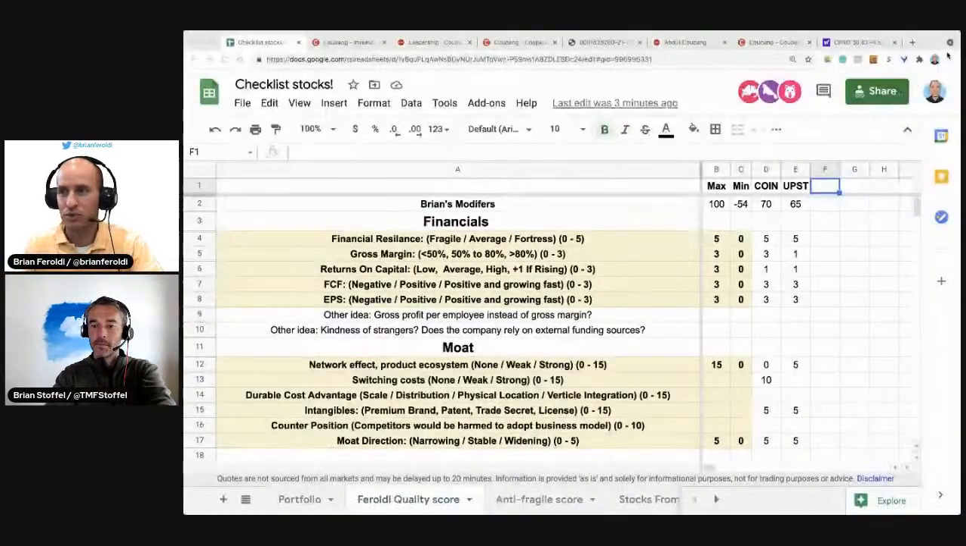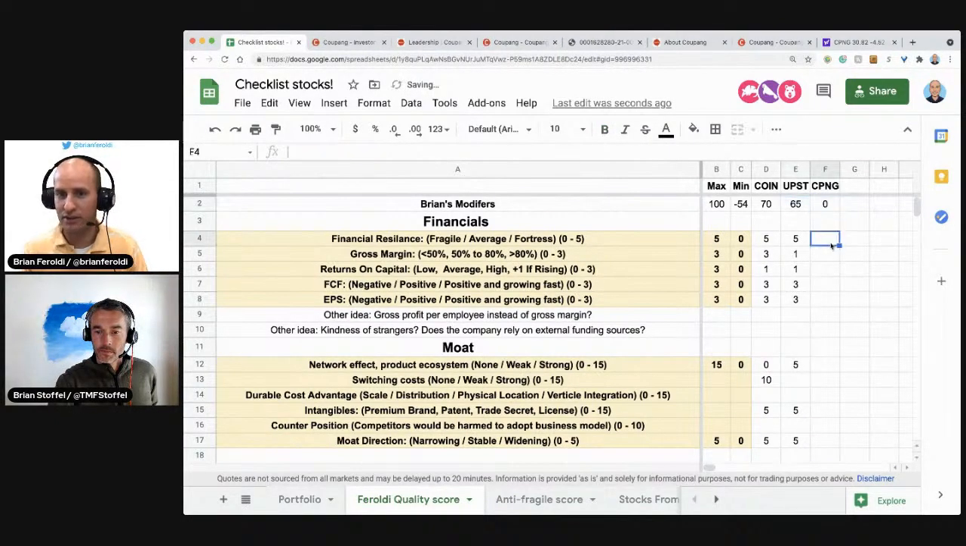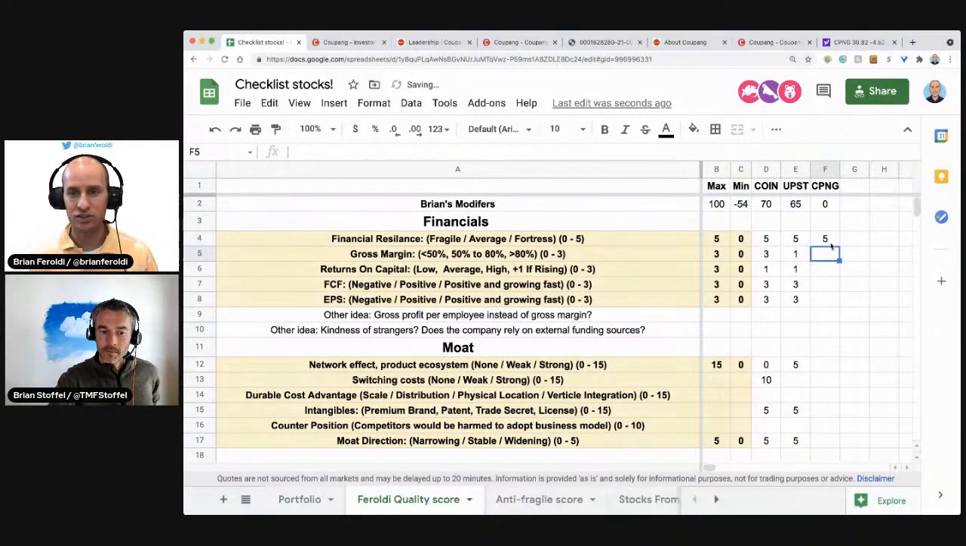And speaking of that, let's go over and take this through my system. We can go through this pretty darn quickly. So the company is Coupang, CPNG. Let's see what the score is. All right, start at the top. Financial resilience. Very strong balance sheet. 5 out of 5. That's as good as you can do.